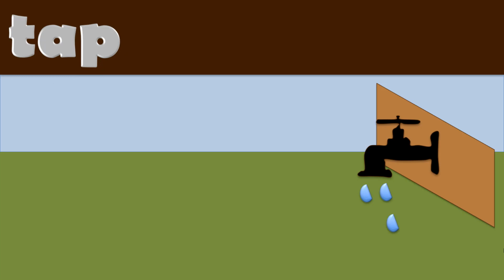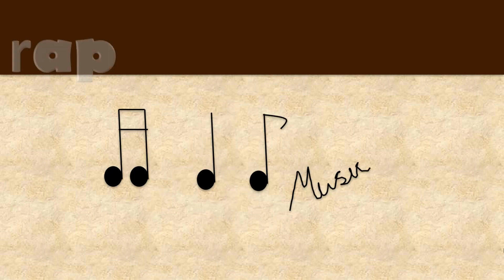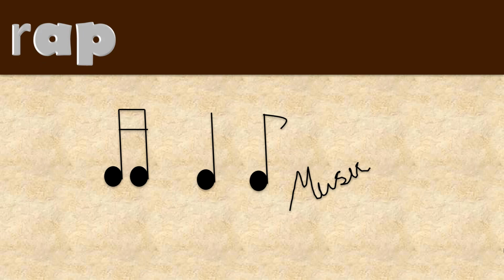Tap. It spells as T A P. Tap. Sap. It spells as S A P. Sap. Wrap. It spells as W R A P. Wrap.